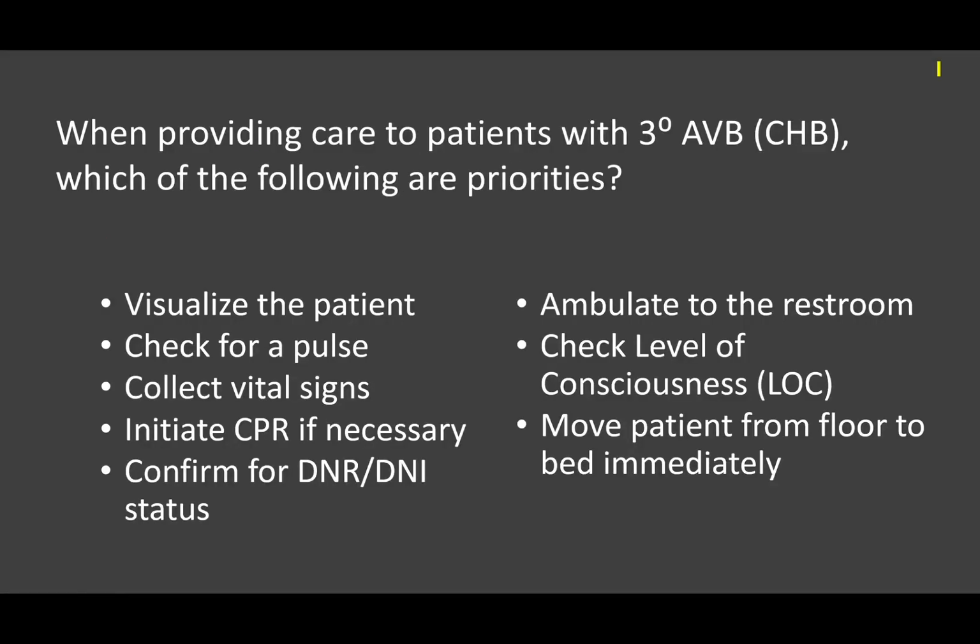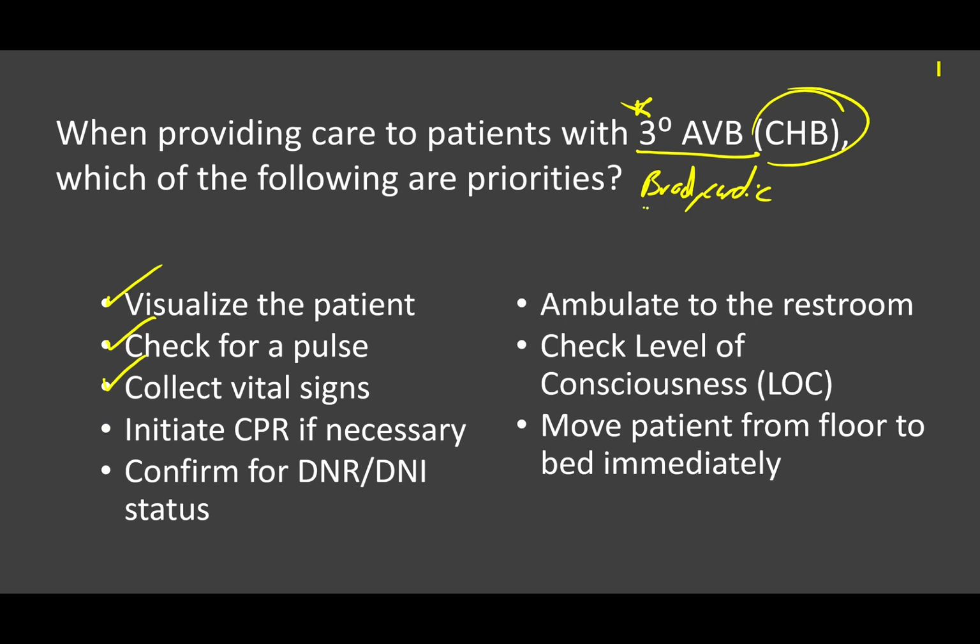When providing care to patients with third degree AVB, also known as complete heart block, which of the following are priorities? So this is a question of, you have a bradycardic patient, and this is one of those potentially lethal arrhythmias. What are you going to do when you care for this patient? You're going to visualize them, absolutely. Go lay eyes on them. You're going to check for a pulse. You're going to collect vital signs, because that's just what you do when you're checking on a patient, right?